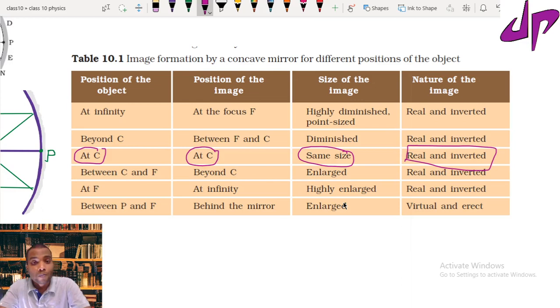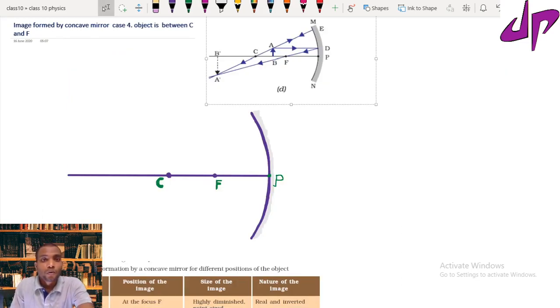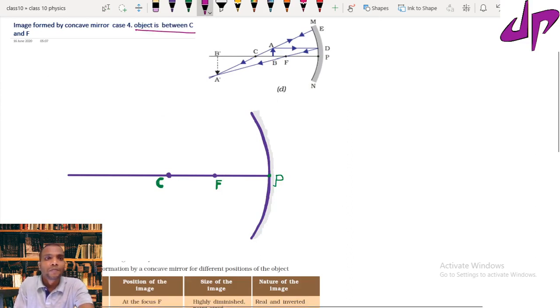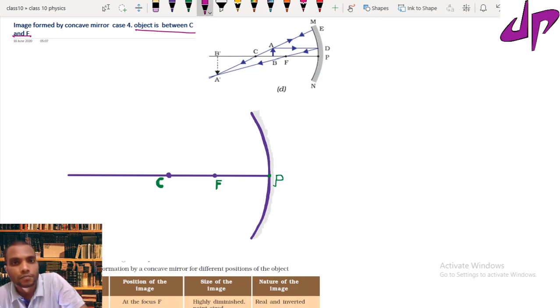So if you keep the object at the center of curvature in front of a concave mirror, the concave mirror forms an image of the same size, and the nature of the image is real and inverted. See the fourth case. The fourth case is if the object is between center of curvature and focus. If the object is between center of curvature and focus, the image forms beyond the center of curvature.